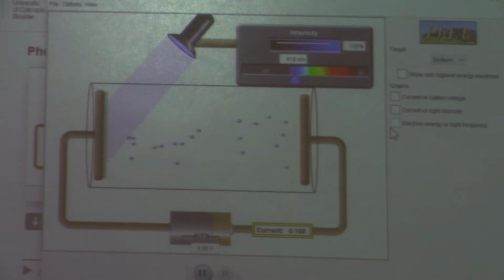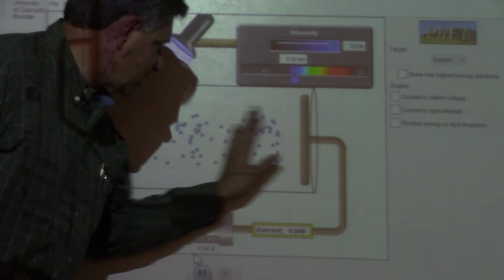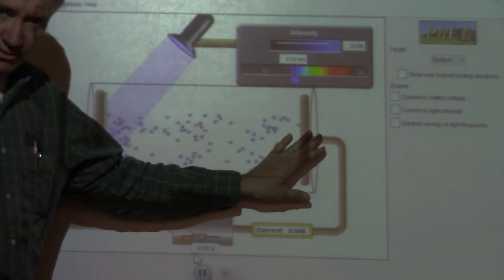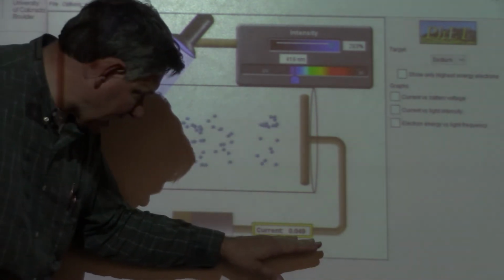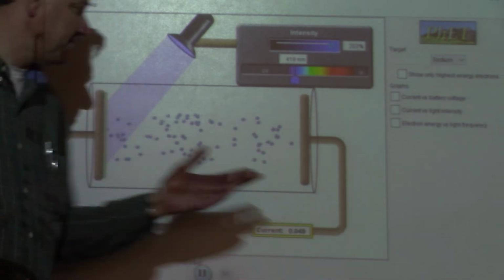So now we're going to set the voltage to negative 0.5. Okay. So we'll throw a negative sign in there. Now, look what happens. So by making this a negative value, I've still got some electrons that are making it across. Okay? My current is now like 0.049, so basically like 0.05.